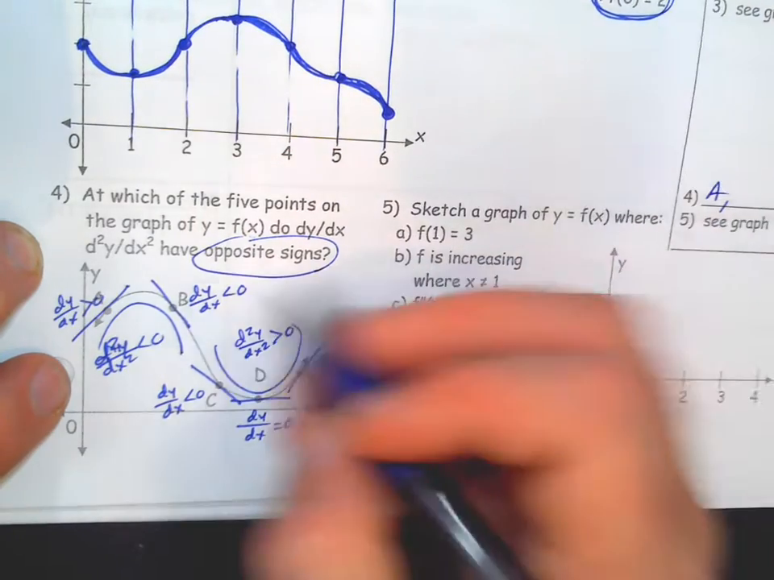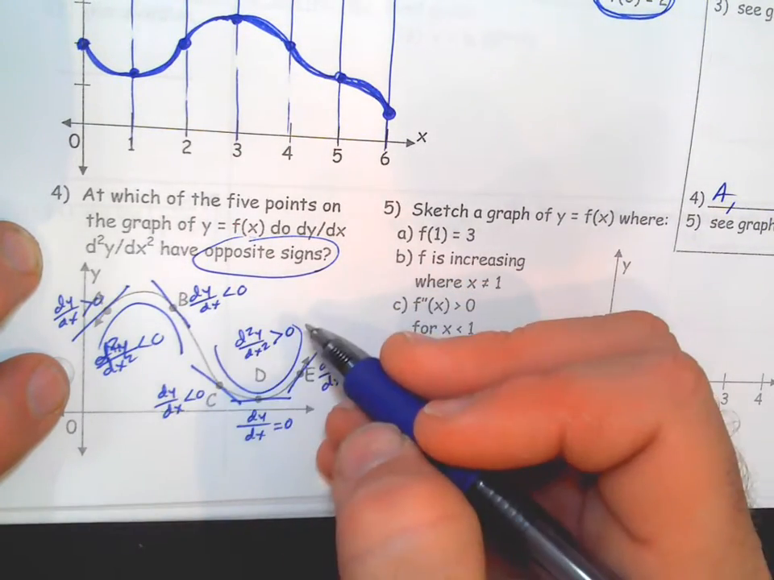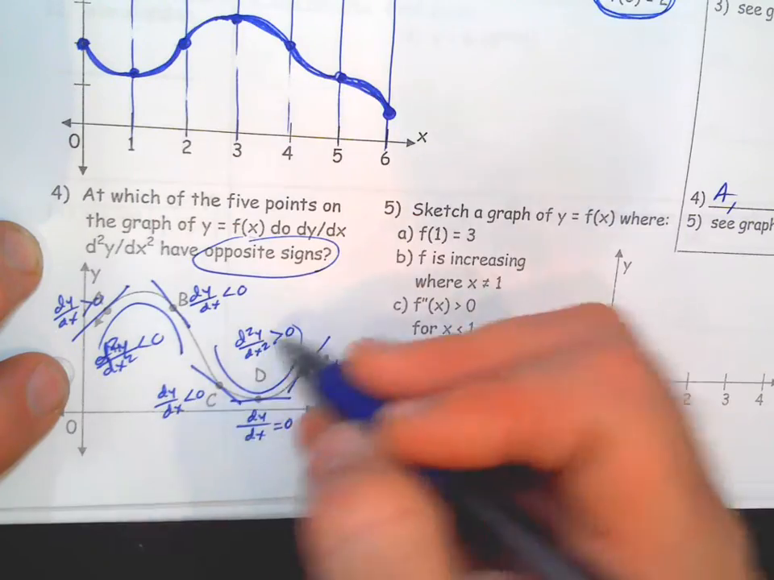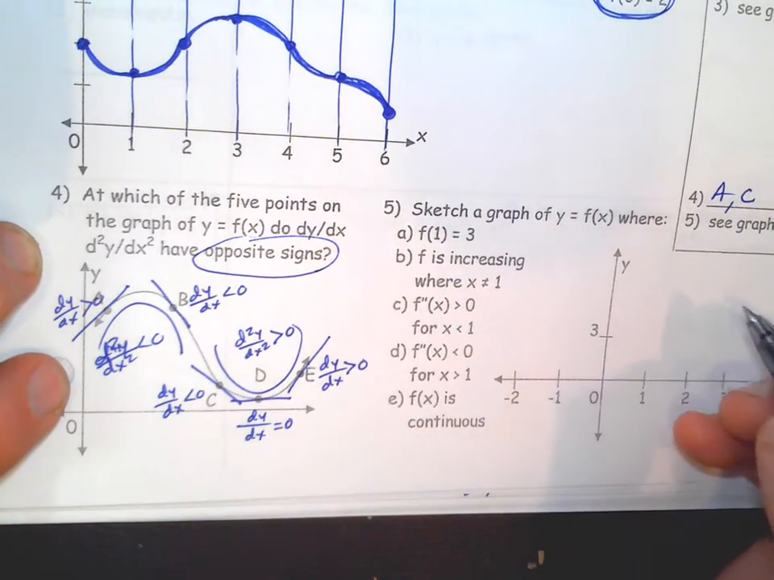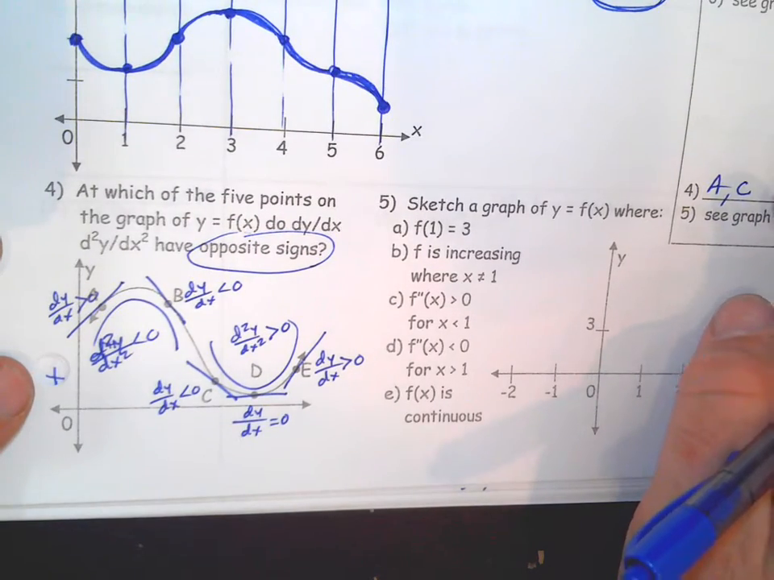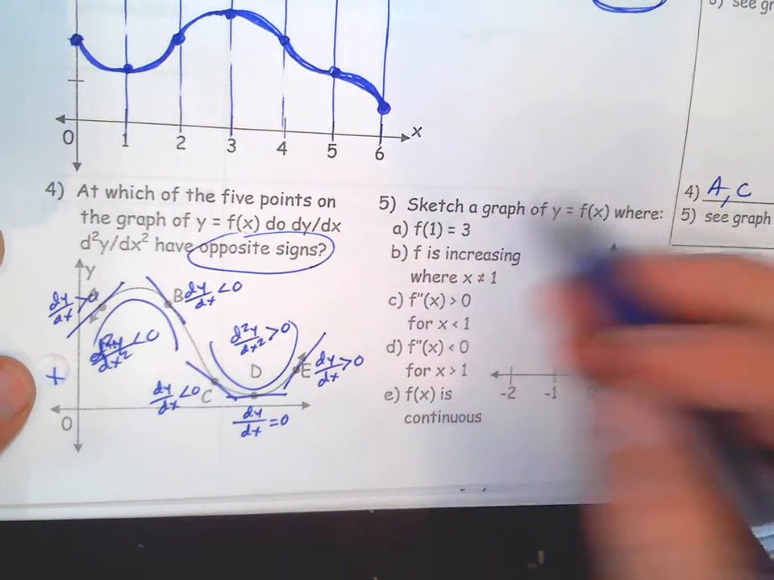Okay. B, negative, negative, same sign. C, negative, positive. So C, they have opposite signs. D, positive, positive, so not D. So A and C. This one says sketch a graph where all these things are true.